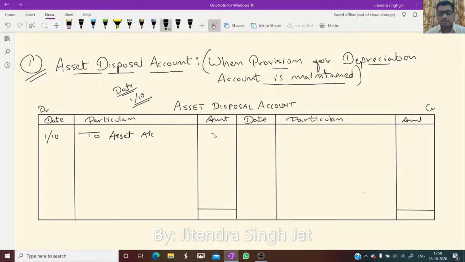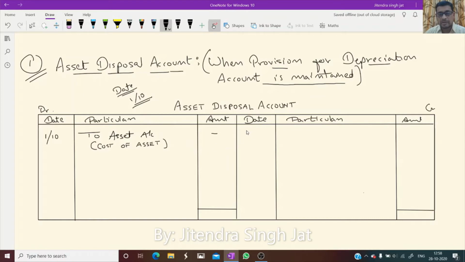And what do we write in the amount column? Listen carefully. I am writing in the bracket: cost of asset. Cost of asset means the purchase price of the asset when this asset was purchased, 2, 3, 4, 5 years ago. So that is the cost of asset which is recorded here on the debit side. I hope this first point is clear.